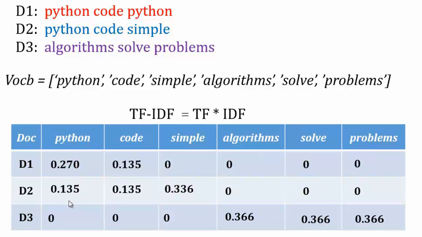If you observe properly, Python and code appear in both document 1 and document 2, so lower TF-IDF value, lower weight. But as you can see, simple, algorithms, solve, and problems are unique, so higher TF-IDF values. This way TF-IDF helps us highlight important, meaning rare, terms in each document while ignoring common ones, as you can see here. Hope all of you are clear with TF-IDF, term frequency inverse document frequency.